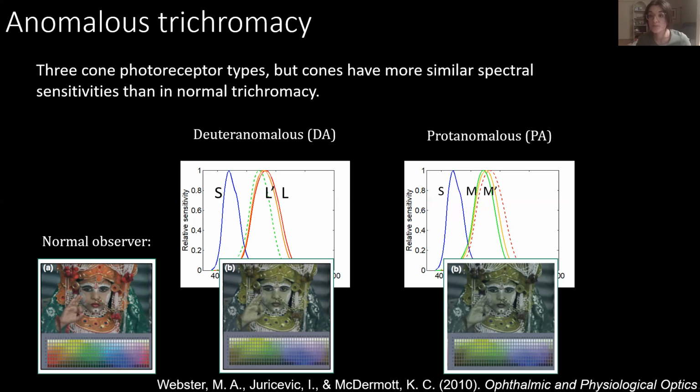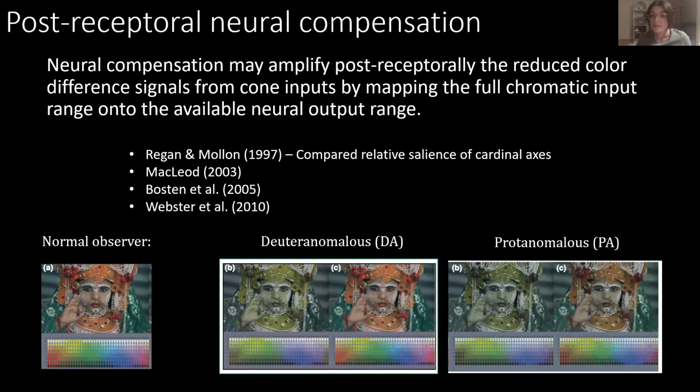So another possibility is that neural compensation boosts the photoreceptor signals to make use of the full neural output range. So this would mean that their color perception is actually much more similar to normal than what would be predicted simply by their cone sensitivities.